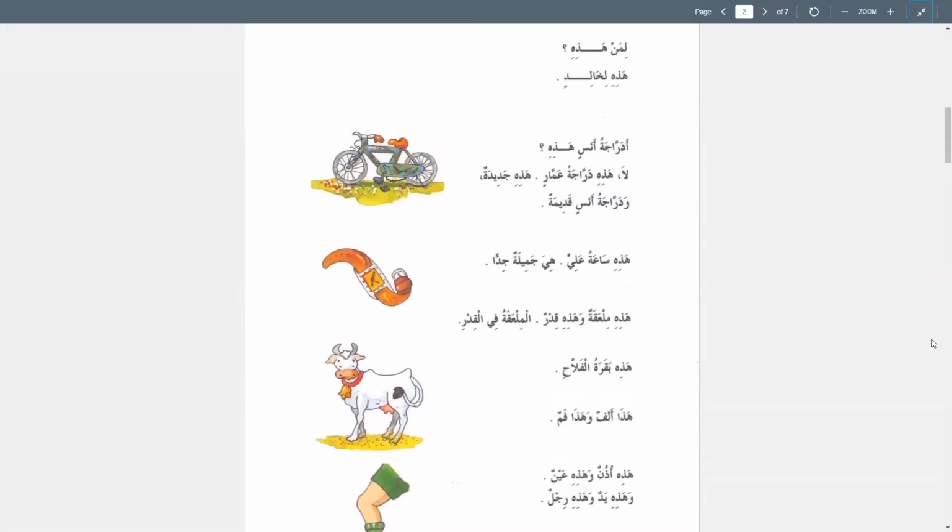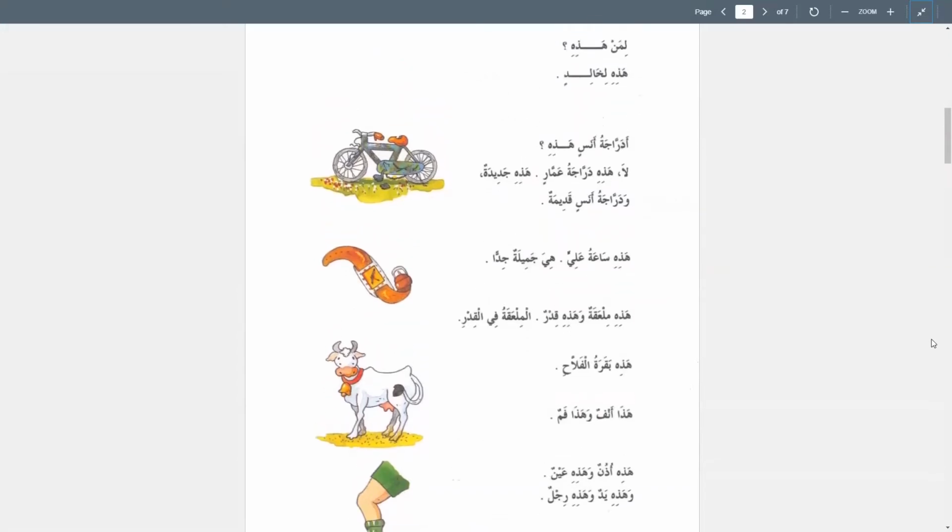Okay, let's go over this. I think there's quite a few new words here. Okay, so we have liman hadhihi. To whom does this belong? Liman, to whom does it belong? Hadhihi li Khalidin. This belongs to Khalid. Darajatu anasan hadhihi. This is darajatu. Daraja, a bicycle.